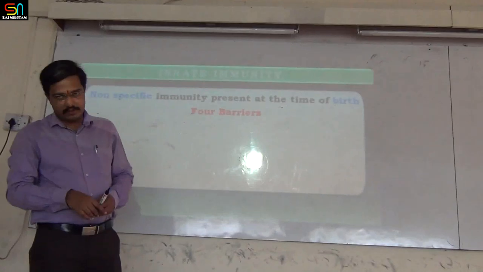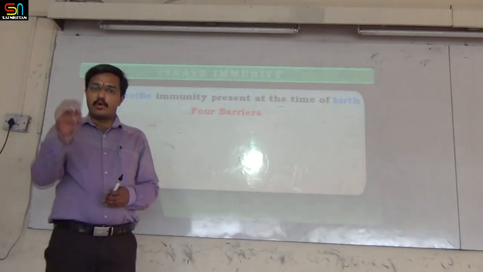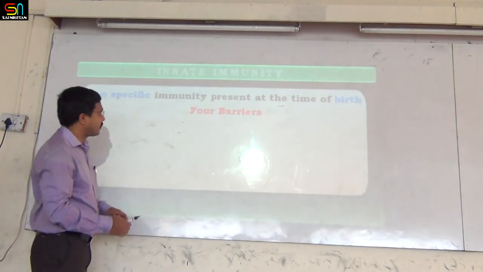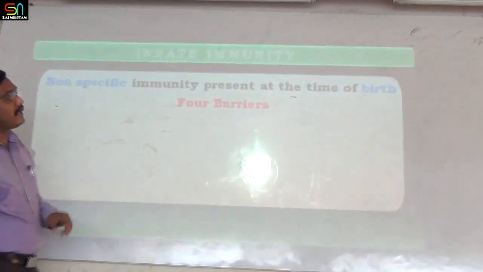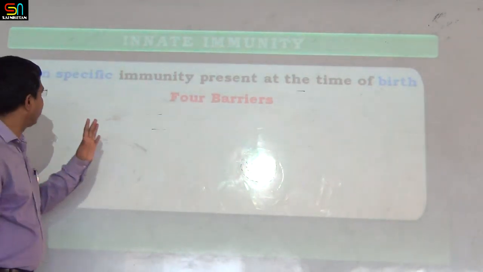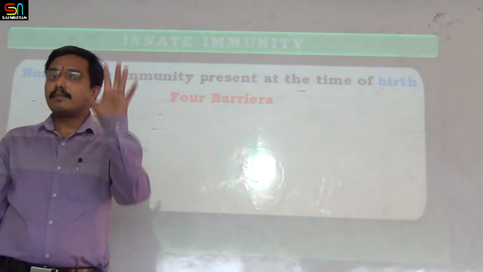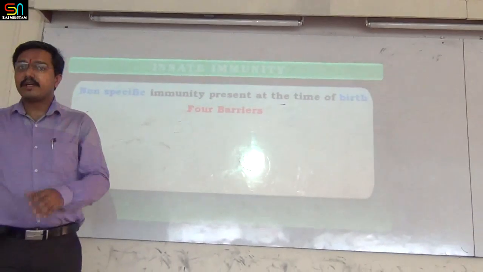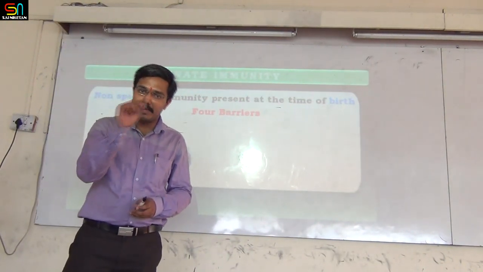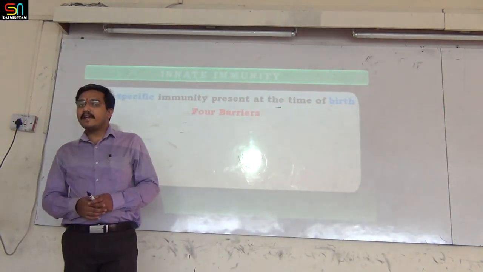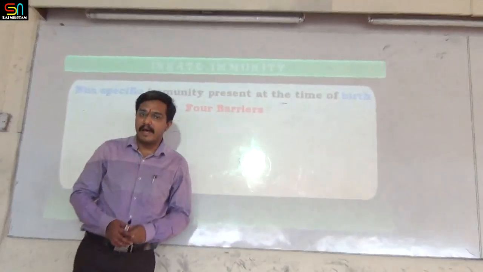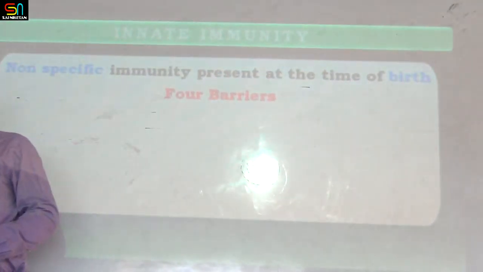If in the examination they ask what innate immunity is, then your answer is, you have to write, it is a non-specific immunity present at the time of birth. I repeat, innate immunity is a non-specific immunity present at the time of birth. So innate immunity we can explain by four barriers. There are four barriers. Let us see what they are.